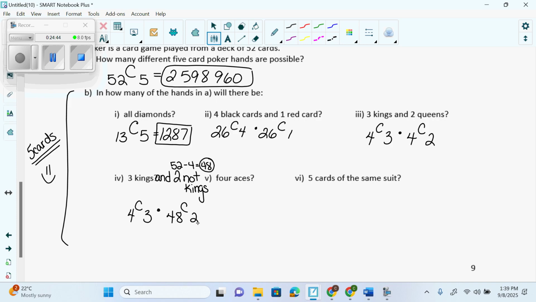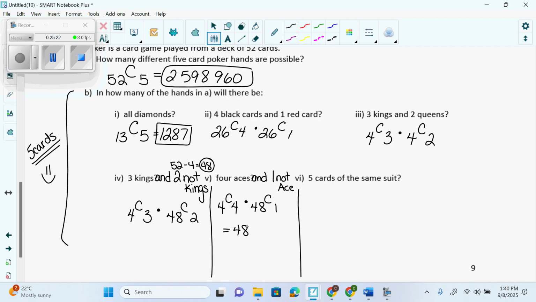4 aces. What's the problem with 4 aces? I need what? I need 1 what? And 1 not ace. So how many aces do I have to choose from? 4, and I choose 1. And that is multiplied by, how many not aces exist in the deck? 48. Which is 48 choose 4, this answers.